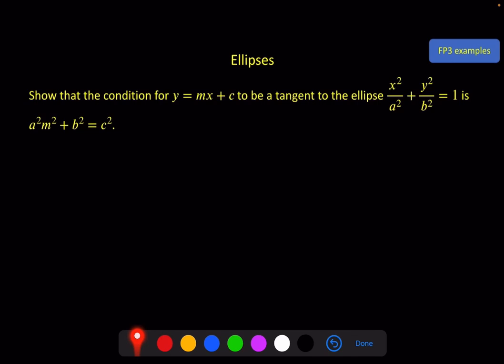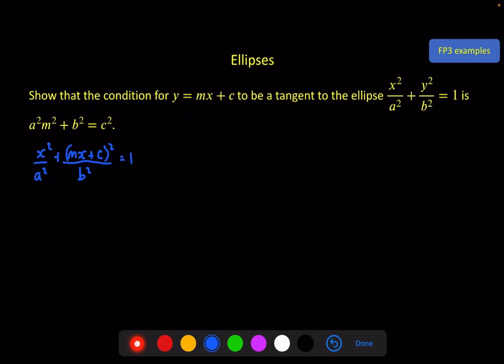So to prove this is quite a bit of algebra, so we're just going to have to wade right in. What we're going to do is substitute the equation here for y into the y here, because obviously a tangent and an ellipse must meet at some point. So we get x squared over a squared plus (mx plus c) all squared over b squared equals 1.